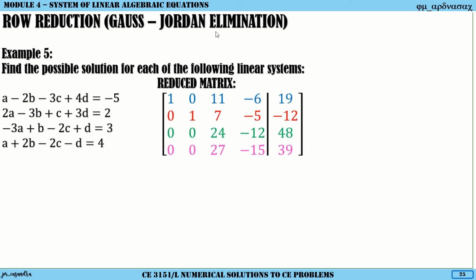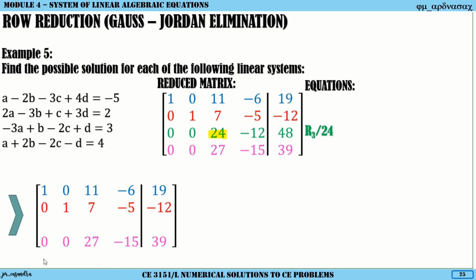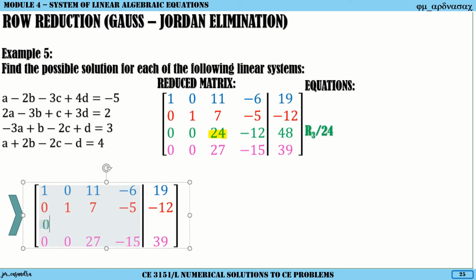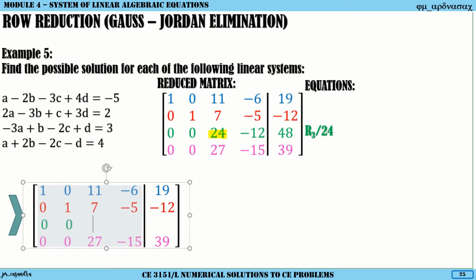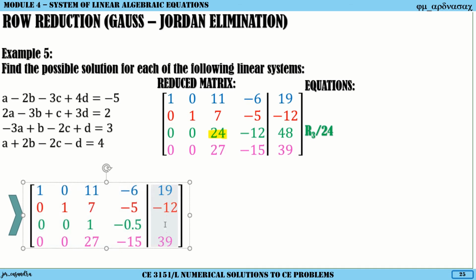So the next column that we want to reduce will be the third column. With that, we'll be reducing our third element on the diagonal to be again equal to 1. We'll arrive there by using the equation. For R3, all the elements of R3 will be divided by our third element, 24. So for the third row, we have the values 0, 0, 1, negative 0.5, and positive 2.